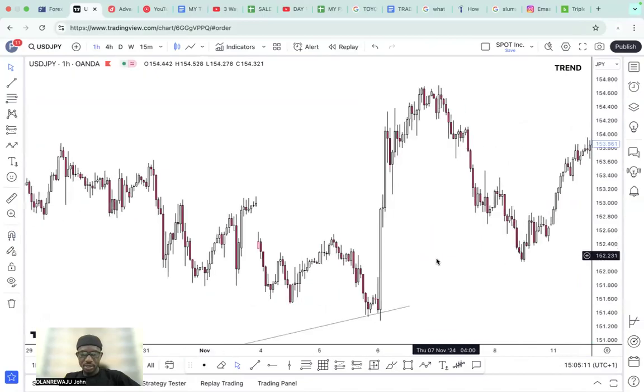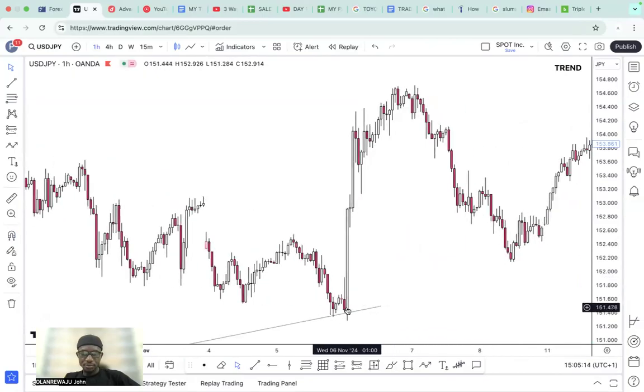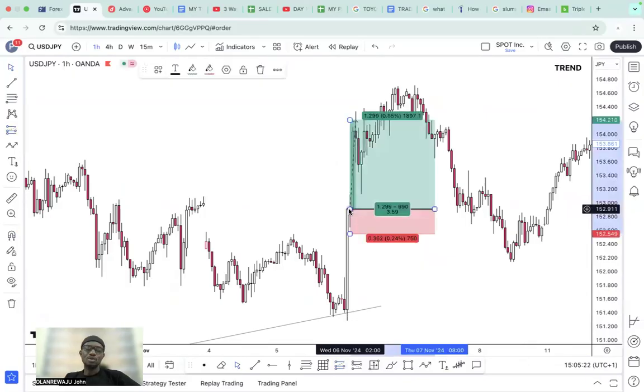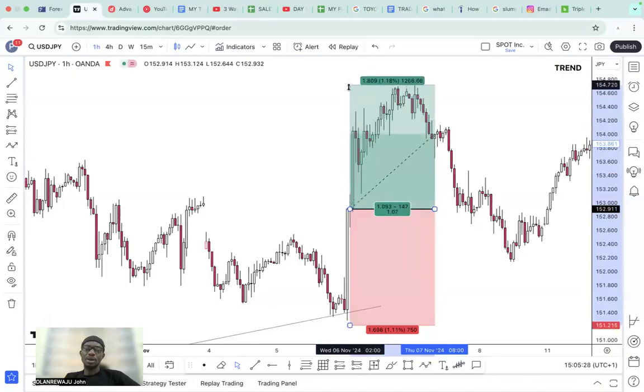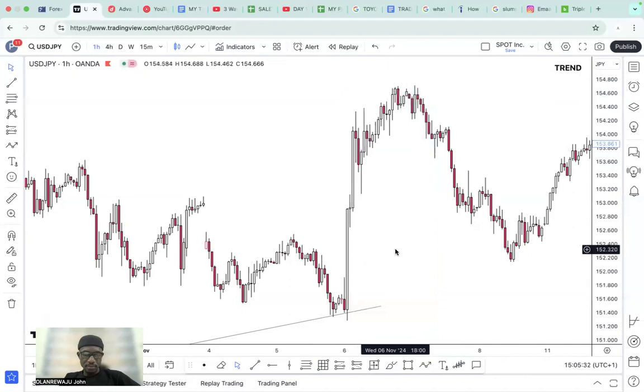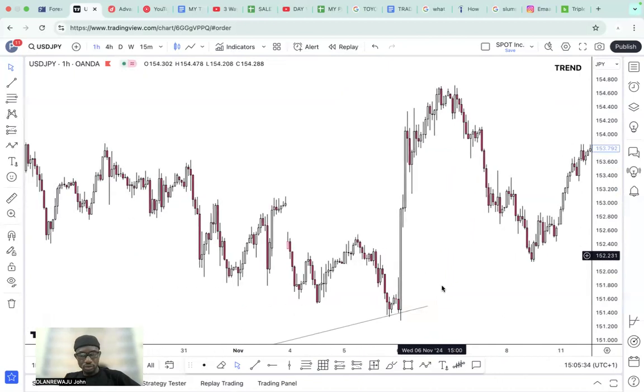Look at this one. These are candlesticks formed during news, very crazy, and they formed that engulfing. Apparently, you can't enter here except you want to enjoy yourself, because your stop loss would have to be here. So when will you even make 1:1? When will you make 1:2? It's not worth it.